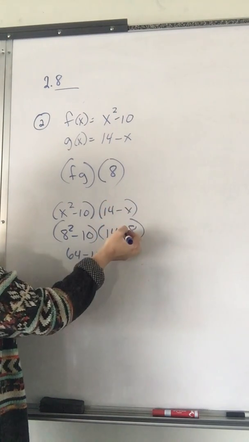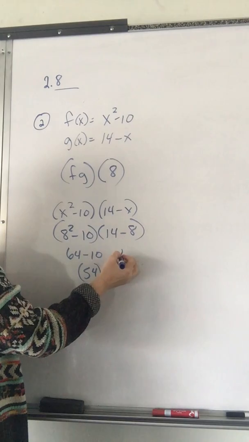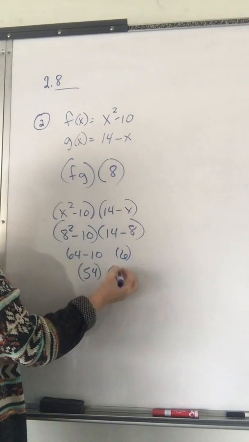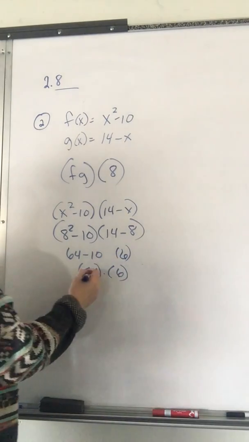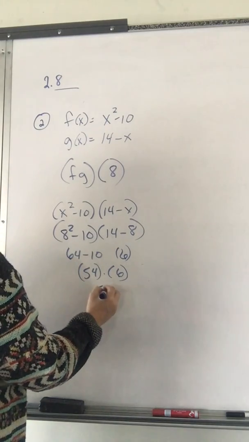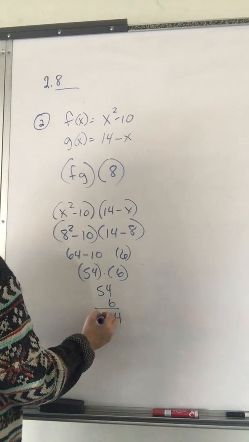And then we plug the 8 into function g, and 14 minus 8 is 6. And then it says multiply those two answers. So 54 times 6, whatever that is, your final answer, 324.